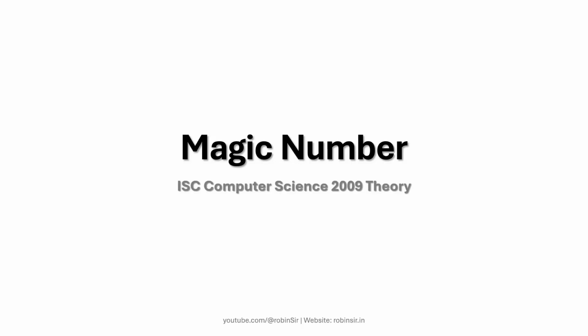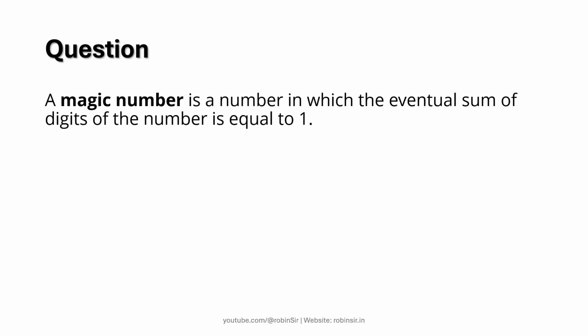Hello and welcome. In today's class, we'll see how we can write a Java program to check whether a given number is a magic number. This question appeared in ISC Computer Science 2009 theory paper. So according to the question, a magic number is a number in which the eventual sum of the digits of the number is equal to 1.